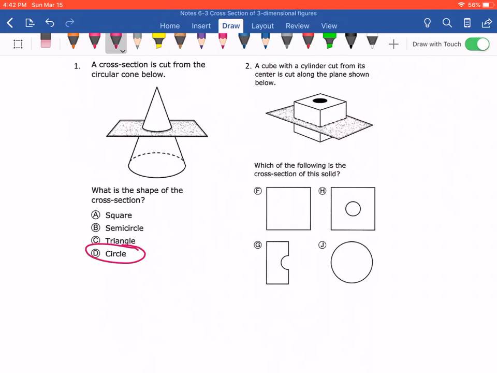So if we're looking at number two, we have a cube with a cylinder cut from its center, and along the plane shown below, we want to know which of the following is the cross section of this solid. So once again, we take this plane right here and we slice it through this cube. We pick up the top of the cube and we look at the resulting shape that is made. We would see that H was the shape that was formed at the cross section.